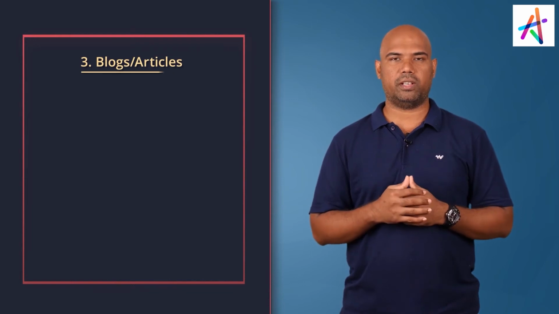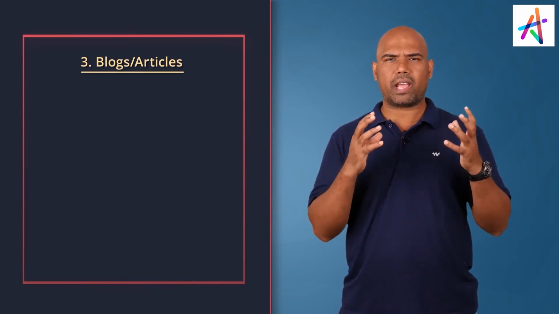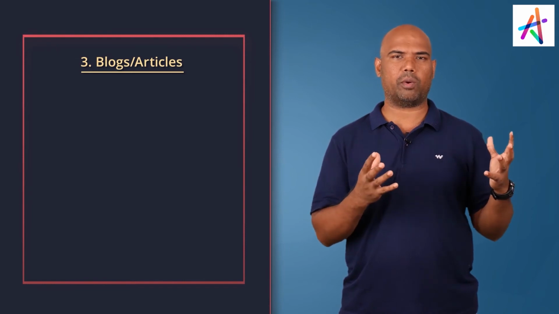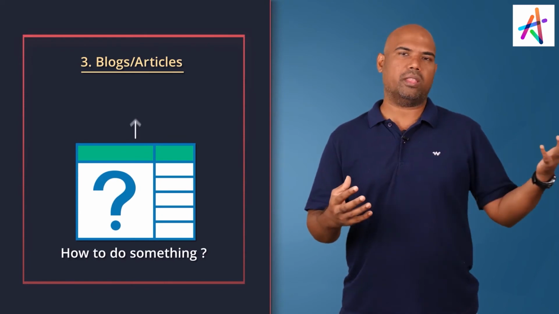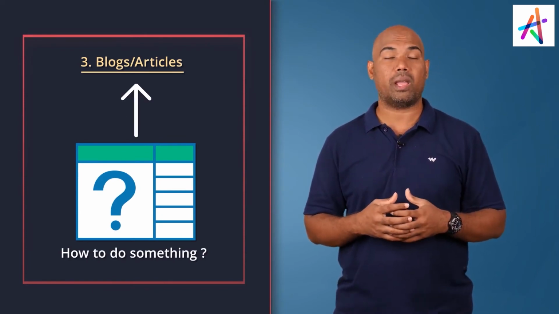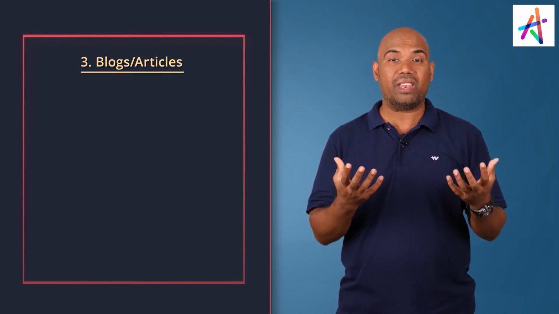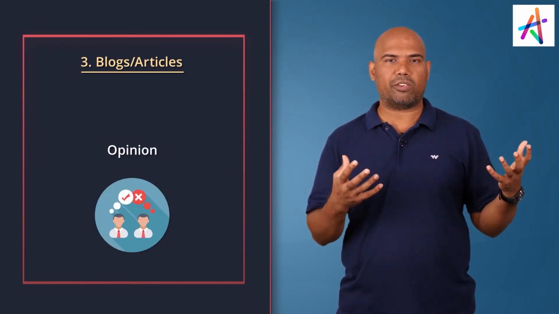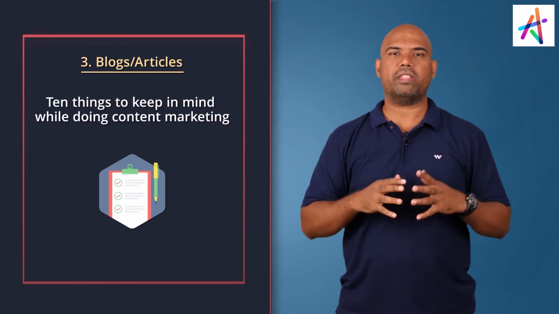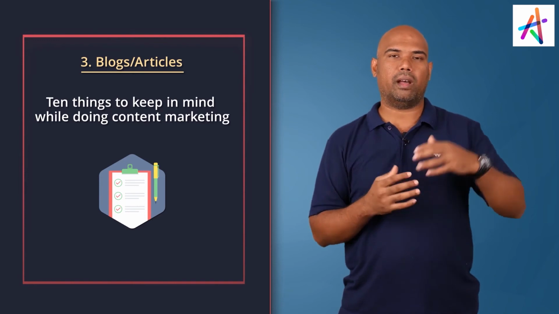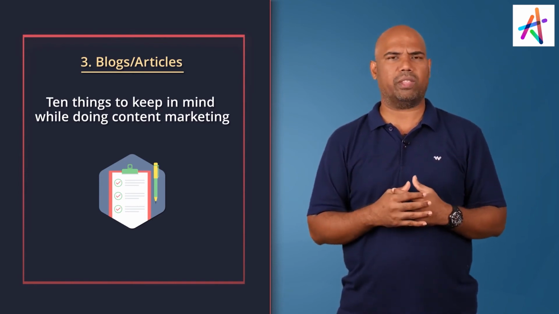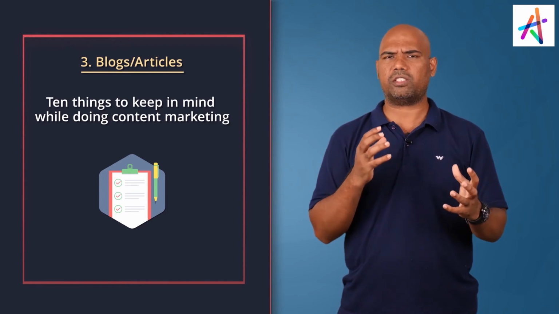The third type of content that's going to be very useful and very popular is called blogs, articles. So in this type of content, you'd already have come across, it's about how-tos. If you want to communicate how to do something, this is a great way, a great content type to focus on. Your opinions, if you want to write a list of things, for example, 10 things that you need to keep in mind while doing content marketing, for example, that's called a listicle. List down 10 different things or whatever the number is. So this is super important as well.